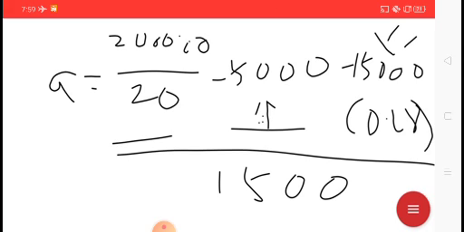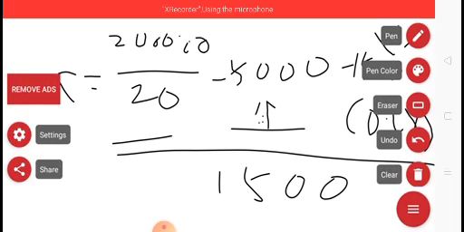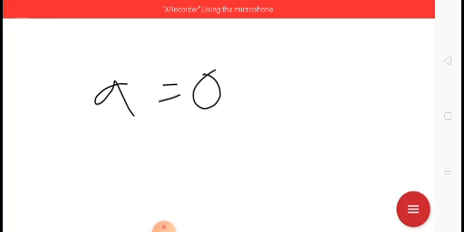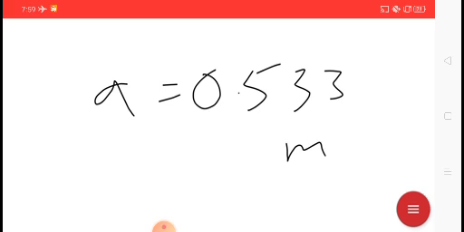Okay, so by calculating this, you should get your A at the particular moment. A equal to 0.533 meters per second square. Okay, so this is the last question for the power, and we have cleared the syllabus.